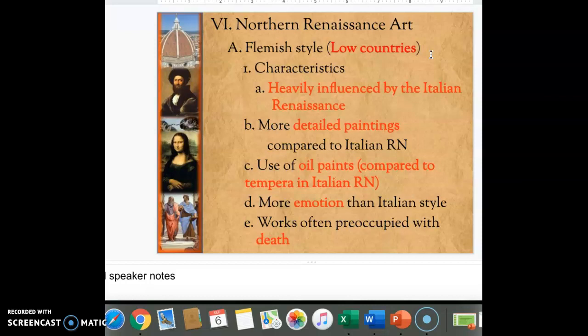You're also going to see the use of oil paints, and that's in contrast to the Italian Renaissance artists that used tempera. Okay, like Da Vinci, for example, used that.